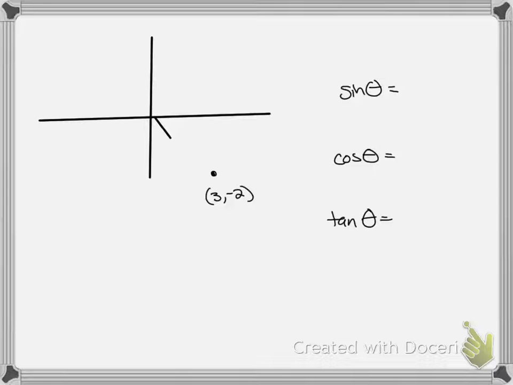Connect the point to the origin and the x-axis, making a right triangle. Theta is between the x-axis and your hypotenuse. Label the sides based on the coordinates given. Positive 3 on the x, negative 2 on the y. See if you can find your hypotenuse. See if you can finish this problem. Pause your video and see how far you can get.